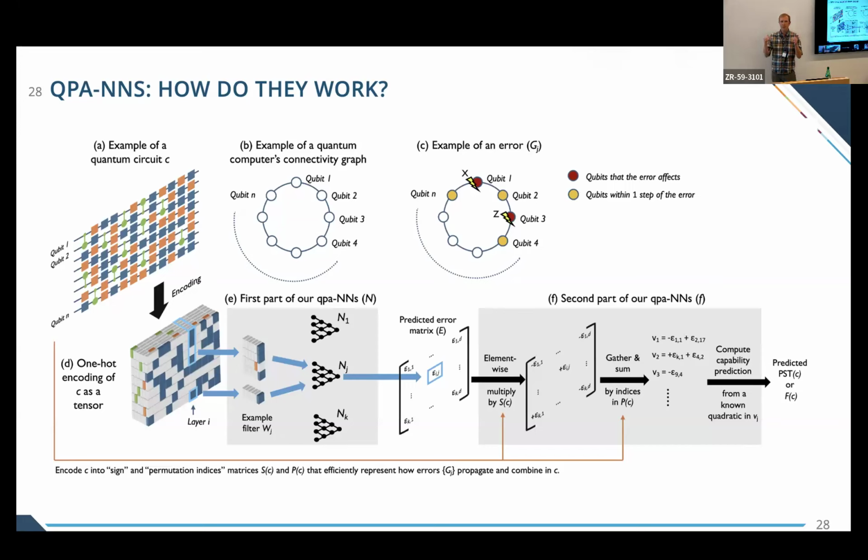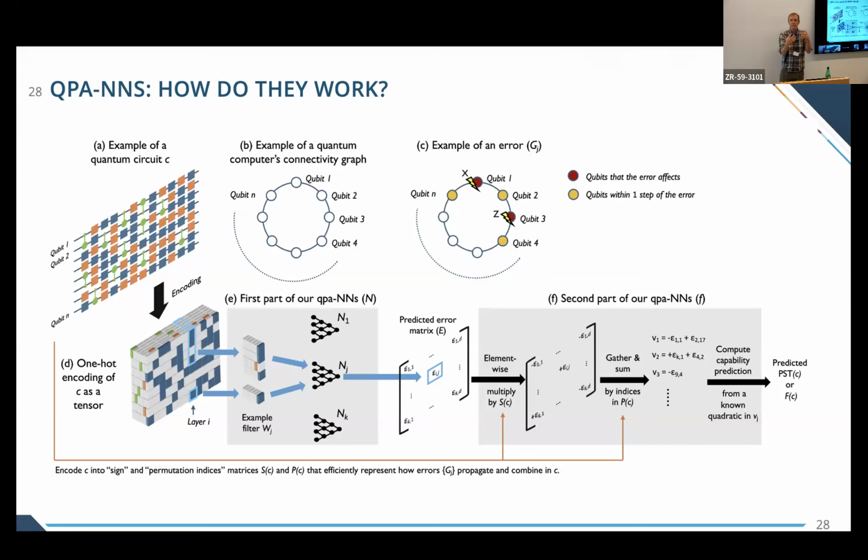This is a big complicated diagram. I just grabbed it from our paper here. But again, we're using a one-hot encoding, but instead of feeding the entire circuit into one sort of monolithic CNN neural network whose job is to then make a prediction of the capability of the device for running that circuit.